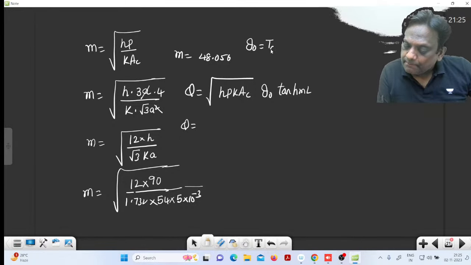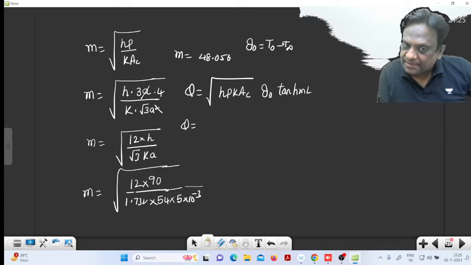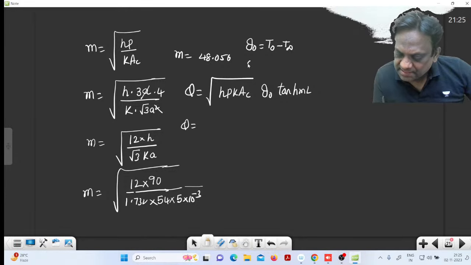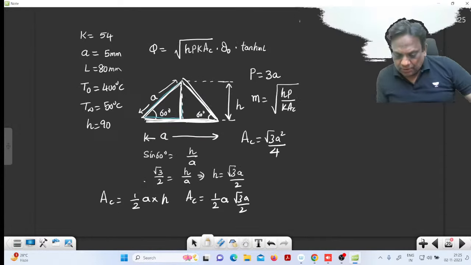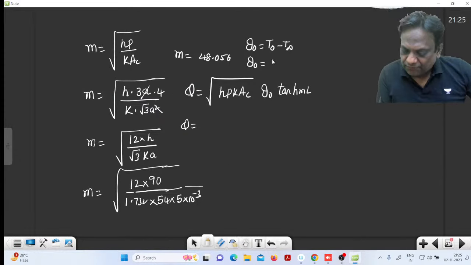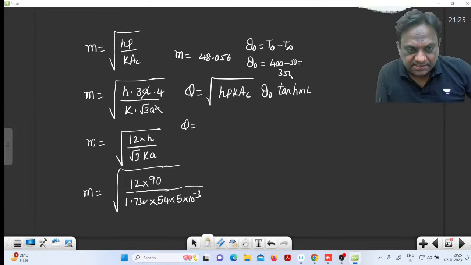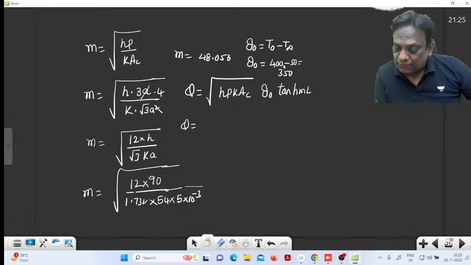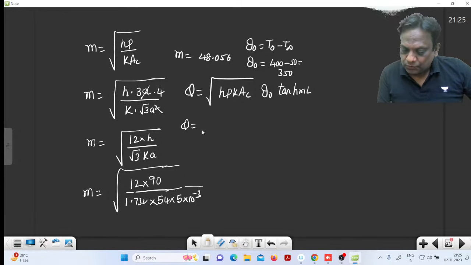Theta naught is base temperature minus ambient temperature. At least do you remember this sir? Theta naught मैं heat transfer में पढ़ाया था. What is the value of theta naught? Anyone? Theta naught is 400. Theta infinity is 50. So therefore it is 400 minus 50. ये कितना आएगा सर? I think it is 350. तो पुट करो.